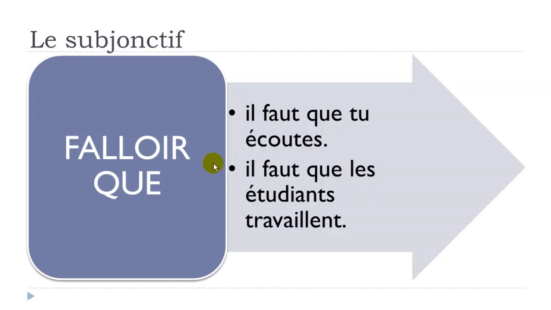So, for instance, if we have a look at these sentences, falloir, it's to need, to have to, okay? Il faut que tu écoutes, all right? Il faut que tu écoutes. And in that case here, we'll see a bit later, of course, how to make it, but still, you've got this verb, écouter, and this form is the subjunctive. Okay? Il faut que tu écoutes. Il faut que les étudiants travaillent.